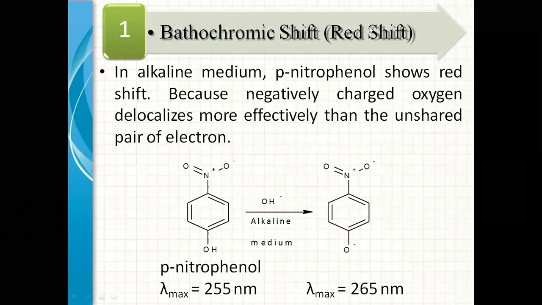You can see, in alkaline medium, paranitrophenol shows red shift. Paranitrophenol absorbs at 255 nanometer, but in alkaline medium its lambda maximum shifts to longer wavelength, that is bathochromic shift or red shift. The lambda maximum becomes 265 nanometer.